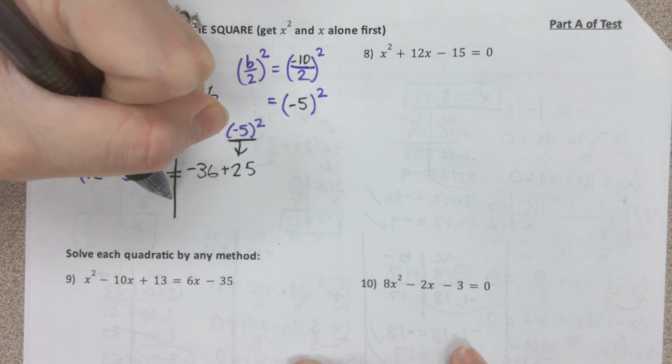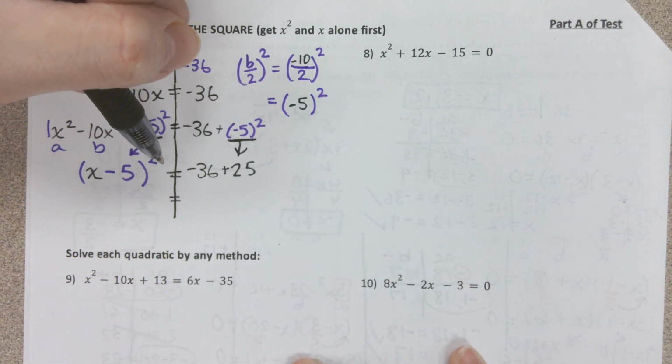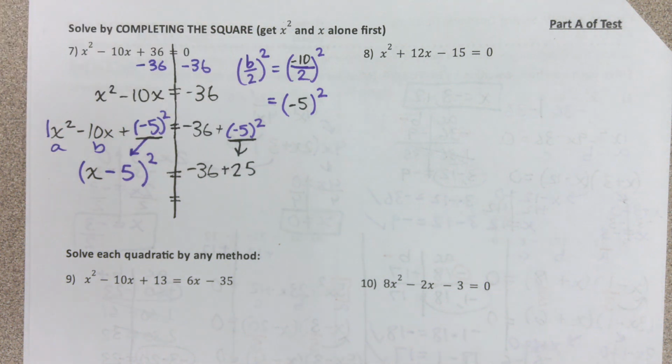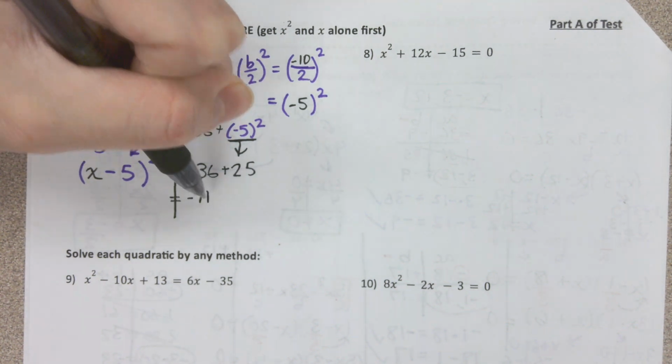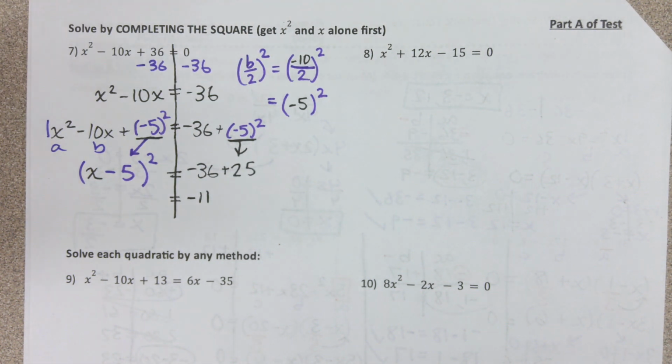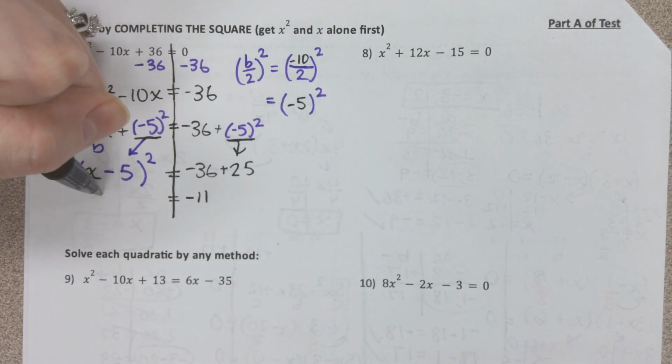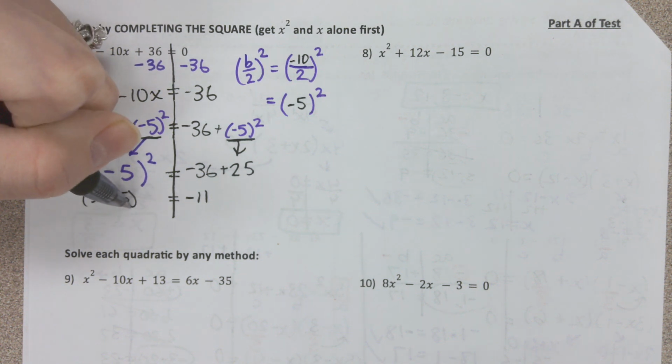All right. From here, I'm going to do the subtraction on the right side. Negative 36 plus 25. Yeah, that's negative 11. That's what I thought. Negative 11. And then bring this down. X minus 5 squared.